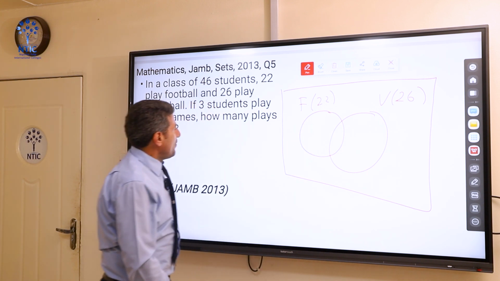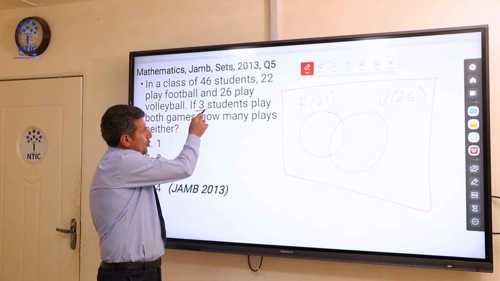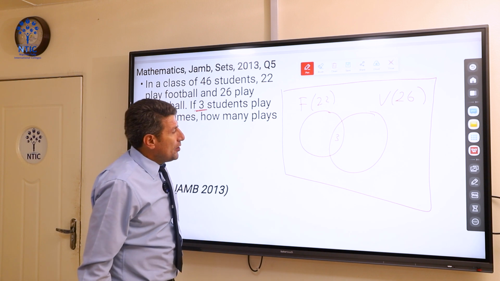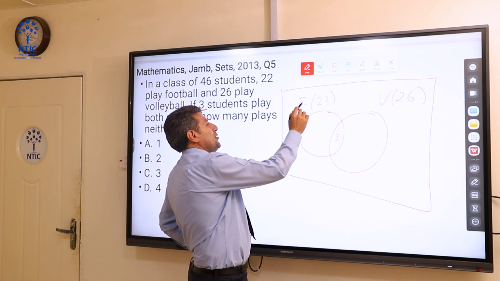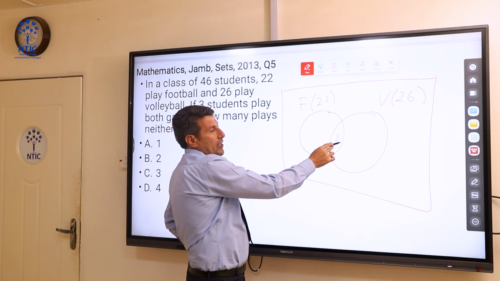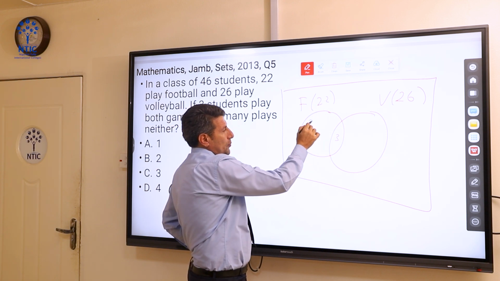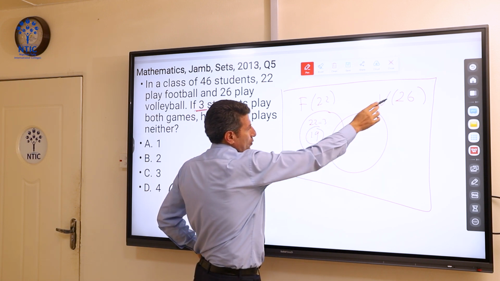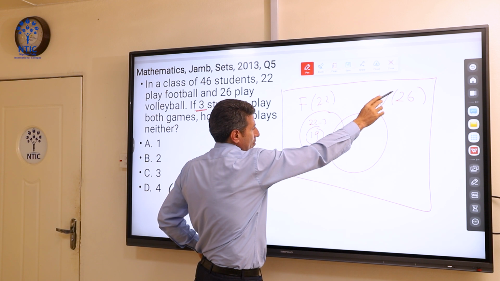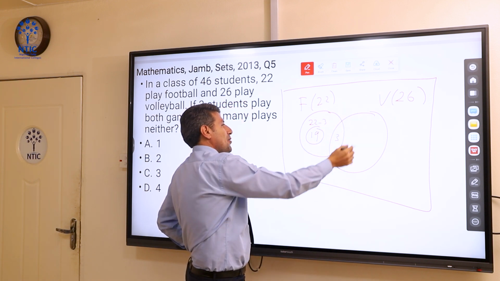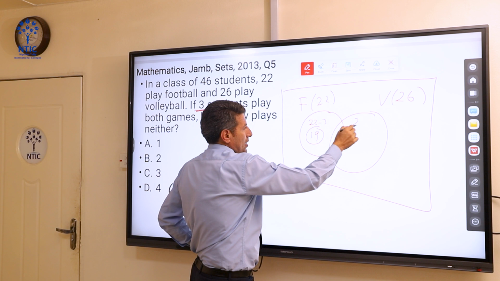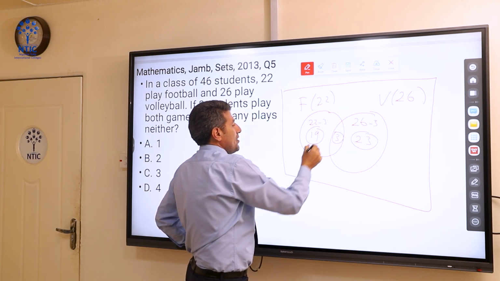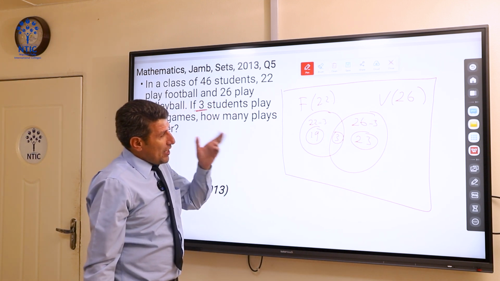Then, since they give us the number of students that play both games, 3, we can just put 3 here. We don't need to put X there again. So if 3 play both, football they are 22. 3 of them are already here. So you subtract 3 from 22. That is 19. Okay, then again for volleyball also the same thing. 26 are playing volleyball. 3 of them are already in common. So you subtract 3 from 26, you get 23.